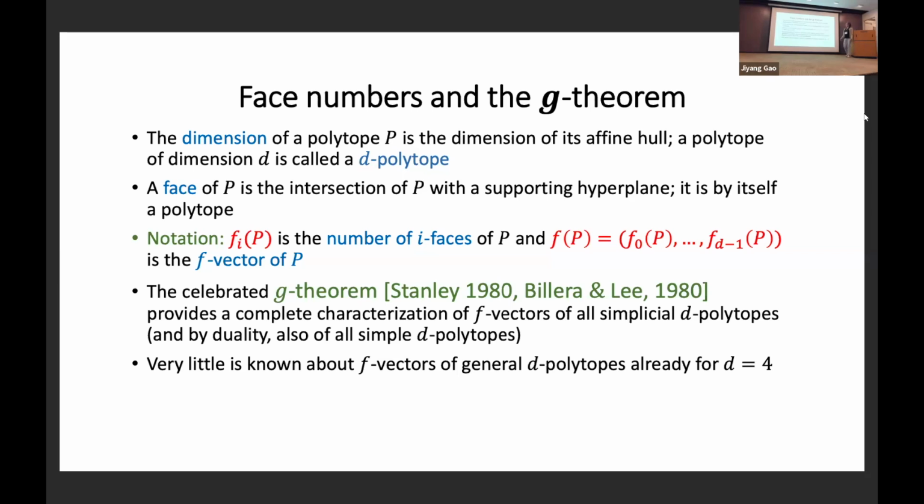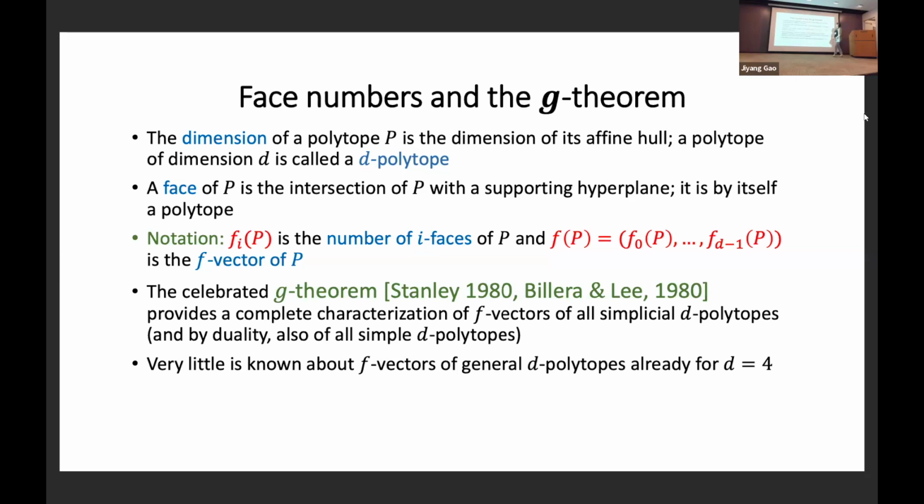To define the face numbers, let's first think about what the dimension of the polytope is. The dimension of the polytope is just the dimension of its convex hull. And then a face of the polytope is the intersection of the polytope with a supporting hyperplane, a hyperplane that has all points of the polytope on one side. It's not hard to see that a face of any polytope is again a polytope, so we can talk about the dimension of the face.